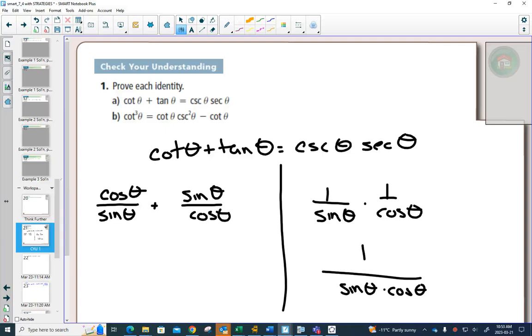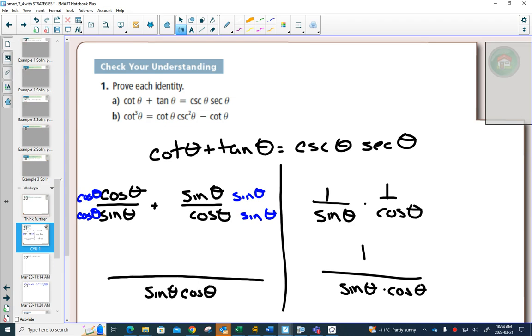How do you add fractions? You need a common denominator. So this one would need to be multiplied by sine theta and sine theta, and this one by cos theta and cos theta. That would get my common denominator of sine theta cos theta. And in my numerator, I'm going to add them. I would get cos times cos, which is cos squared theta, and sine times sine is sine squared theta.